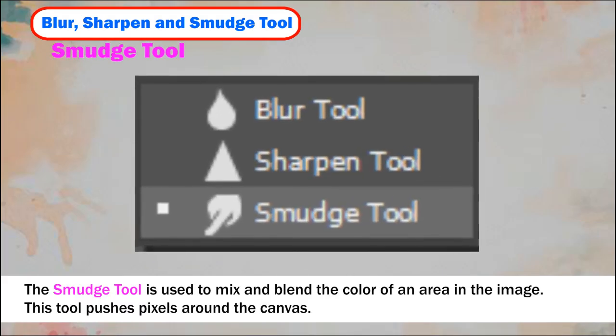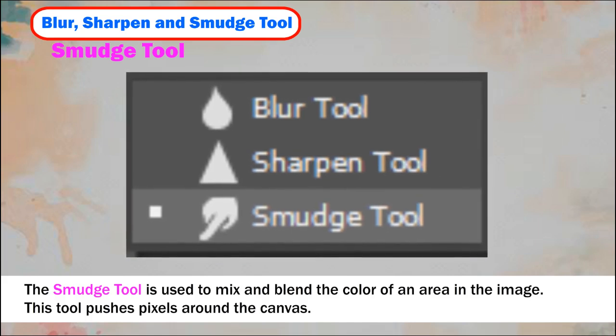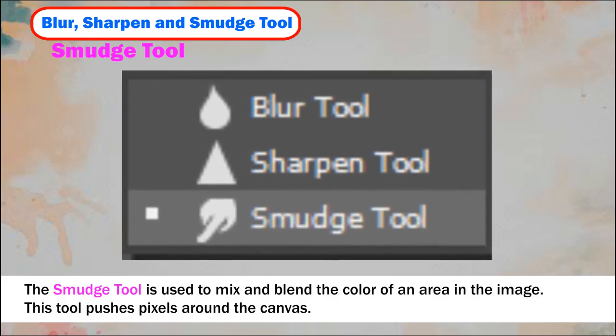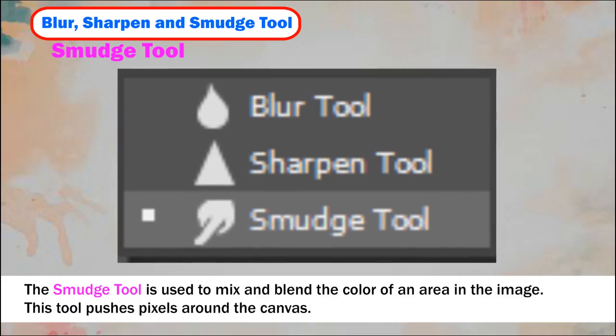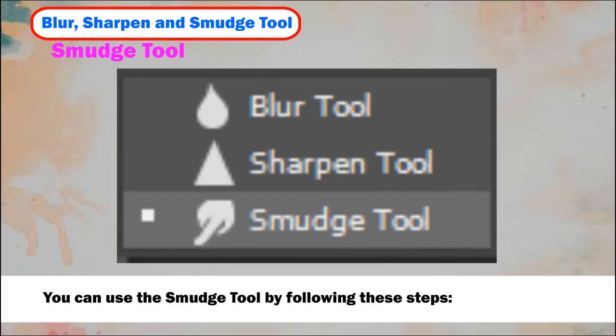The smudge tool is used to mix and blend the color of an area in the image. This tool pushes pixels around the canvas. Therefore, whenever you use it, it appears as if you have dragged your finger through wet paint. You can use the smudge tool by following these steps.